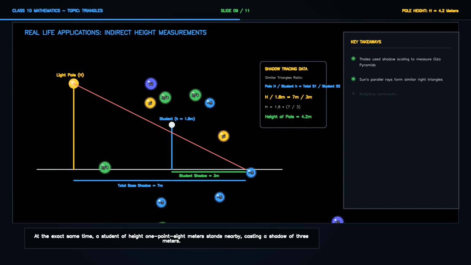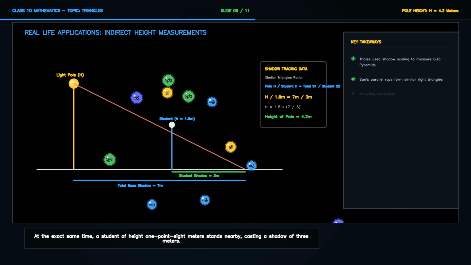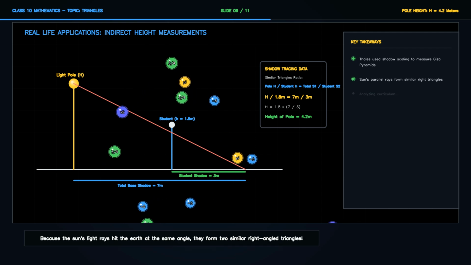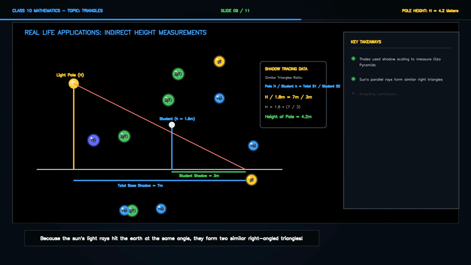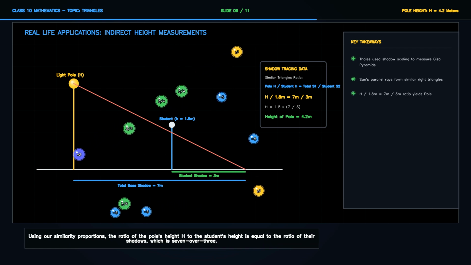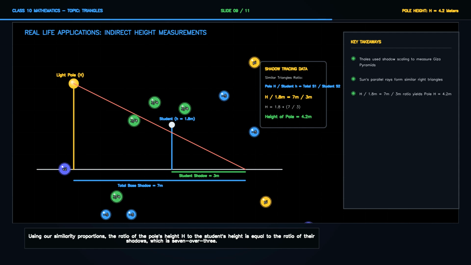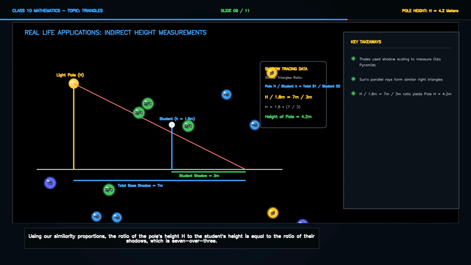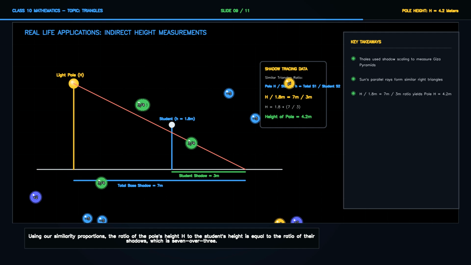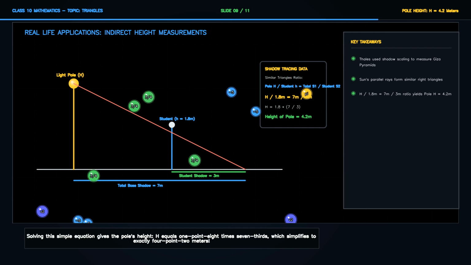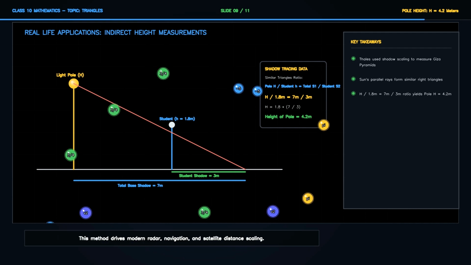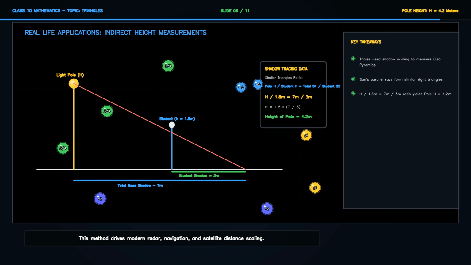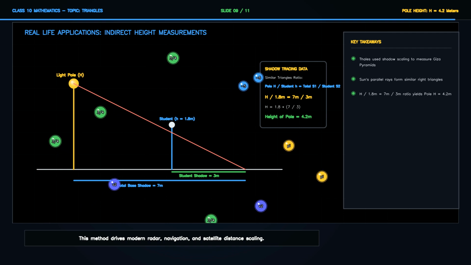Because the sun's light rays hit the earth at the same angle, they form two similar right-angled triangles. Using our similarity proportions, the ratio of the pole's height h to the student's height is equal to the ratio of their shadows, which is 7/3. Solving this simple equation gives the pole's height. h equals 1.8 times 7/3, which simplifies to exactly 4.2 meters. This method drives modern radar, navigation, and satellite distance scaling.